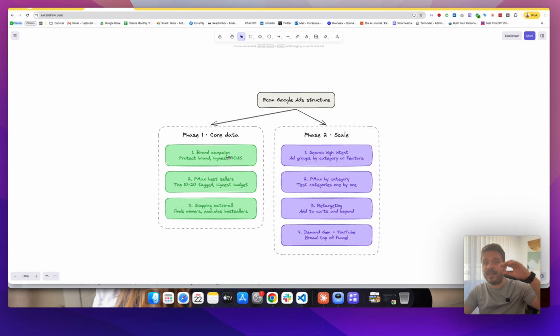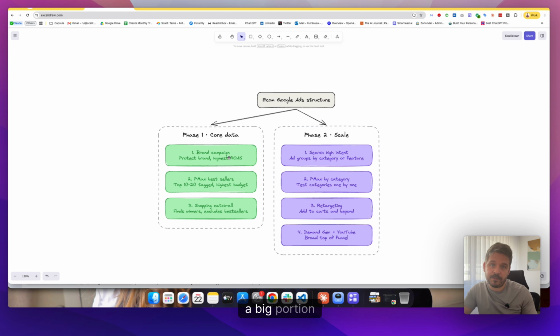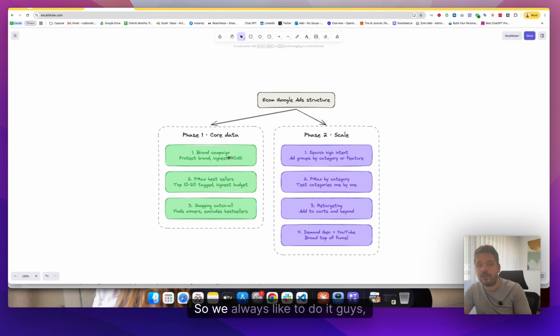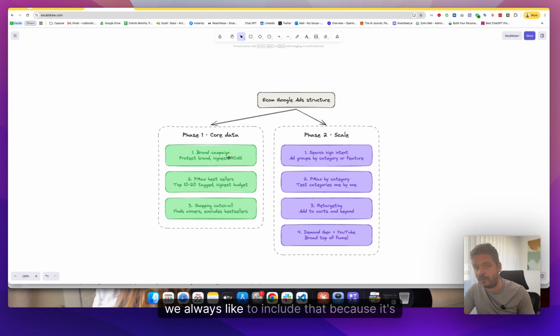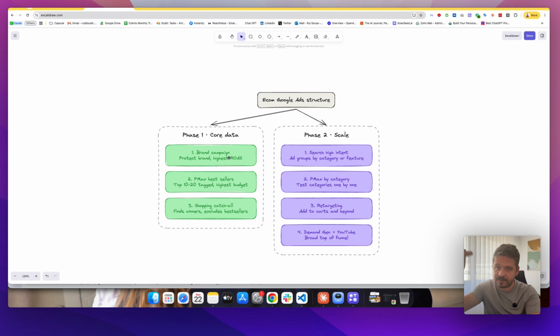Yes, some people will scroll past it and go straight to you, but a big portion will click on other competitors, maybe go to other places, and you're just losing people who searched for your name. So we always like to do it, guys, even with a low daily budget, because it's normally one of the highest ROAS campaigns, and it's really important, especially if you want a good foundation.